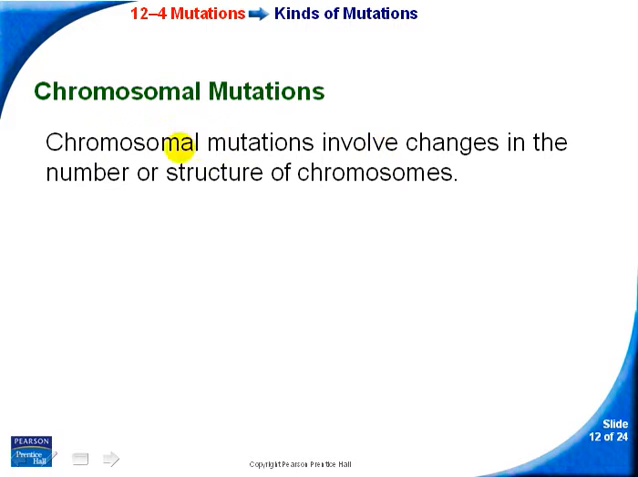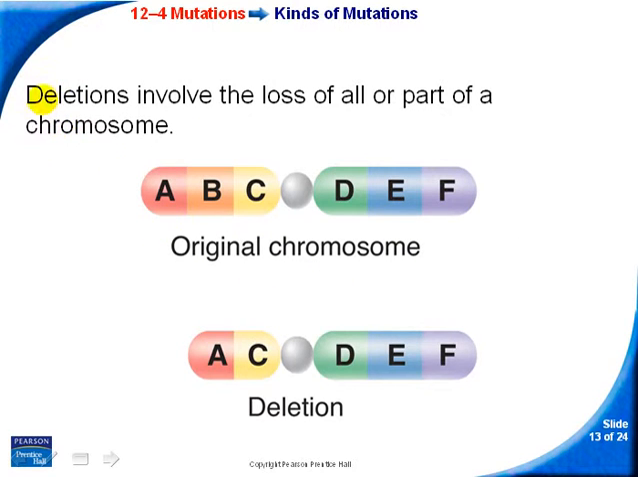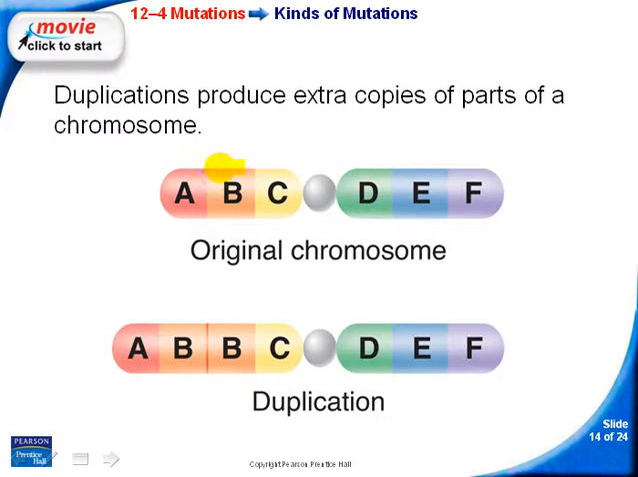Now, chromosomal mutations involve the number or structure of chromosomes, and it can include 4 different types of mutations. Here's a deletion, and a deletion involves loss of all or part of the chromosome. And you can see right here, here's B. This is part of the chromosome, and here it's lost, and that genetic information is lost, and this could vastly alter the organism. Here's a duplication right here. Duplication produces extra parts of the chromosome.